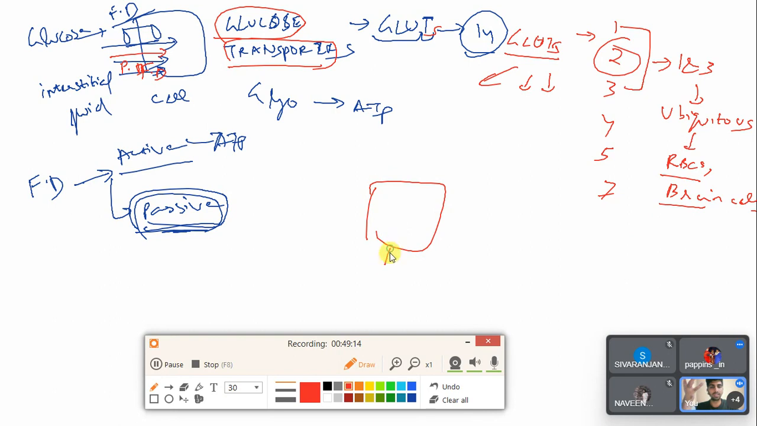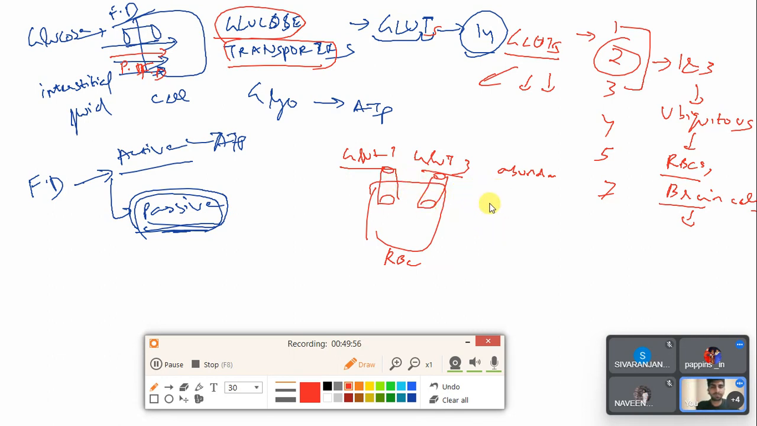So basically GLUT 1 and GLUT 3 are present in abundance in RBCs and brain cells. And one more thing: we all know that at the end of the day, whatever we eat, it's the brain that has to function properly, and having GLUT 1 and 3 in abundance plays a very major role in this.